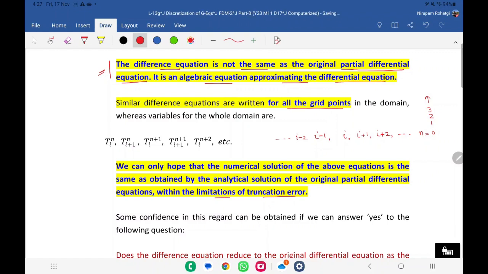So it's just a hypothesis or just an expectation that these two are matching. They may not match, right? And within the limitation of truncation error, we don't know what will be the effect of truncation error. It can be more or less. We are assuming that to the extent we made the truncation error, the results will be affected only to that extent.